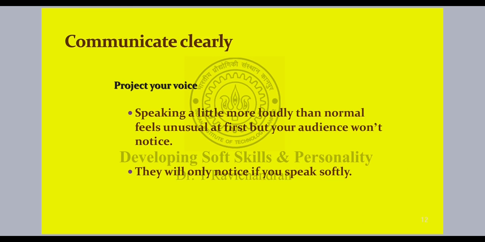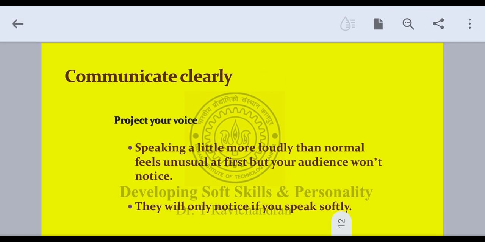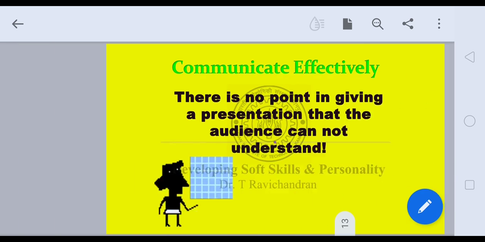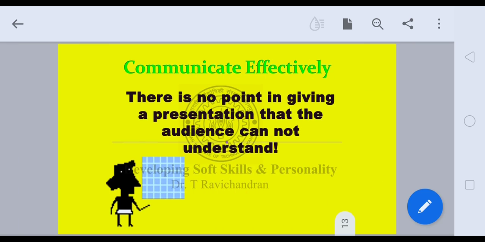Then communicate clearly. So how can we communicate clearly? The points are given here. Project your voice. Speaking a little more loudly than normal feels unusual at first, but your audience won't notice. At the initial time you may speak more loudly than your normal tone, and it feels unusual to you, but your audience won't notice that. They will only notice if you speak too softly. There is no point in giving a presentation that the audience can't understand. So point-wise you have to explain the slides.